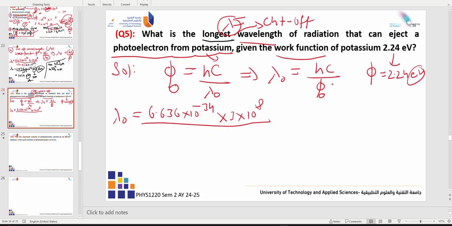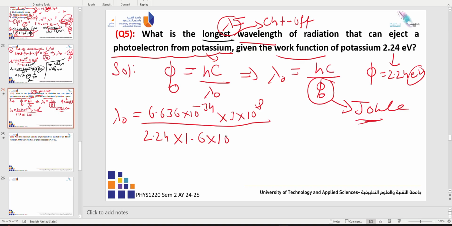the value of the work function. But this should be in the unit of joule, not electron volt, so I need to change this. This will be 2.24 multiplied by 1.6 times 10 to the power minus 19. This way we can change the value from electron volt to joule. The answer will come after the calculation.